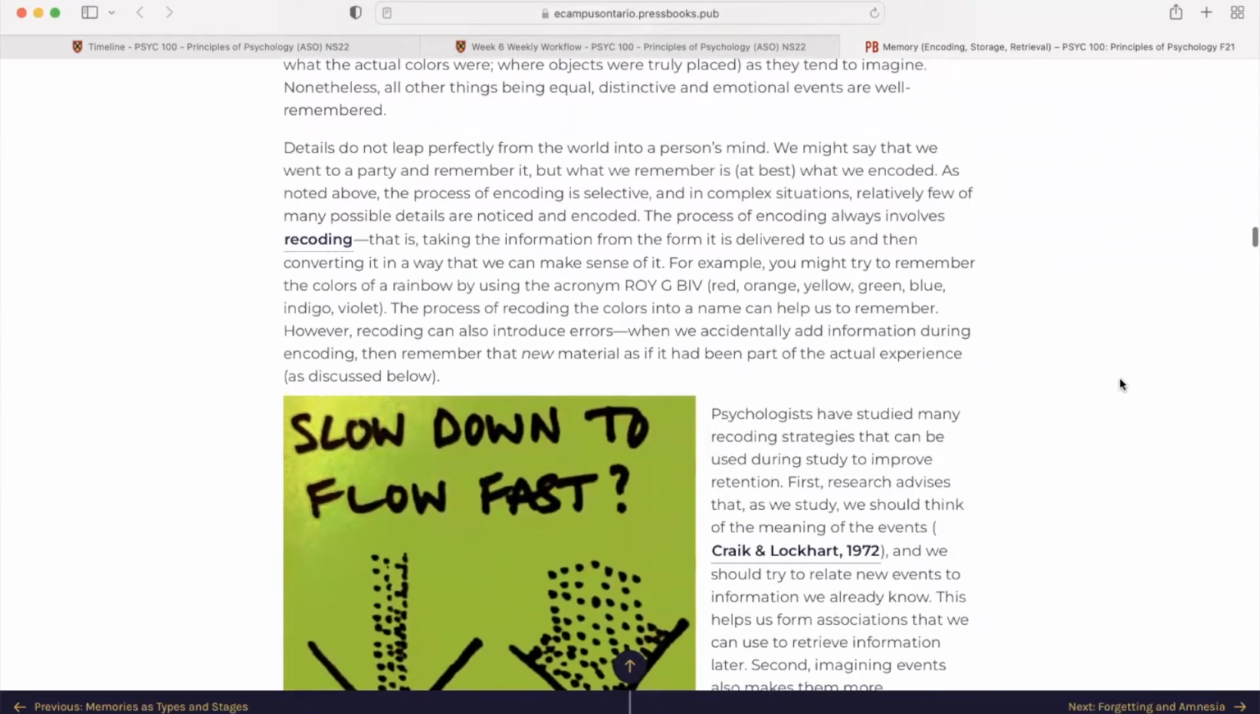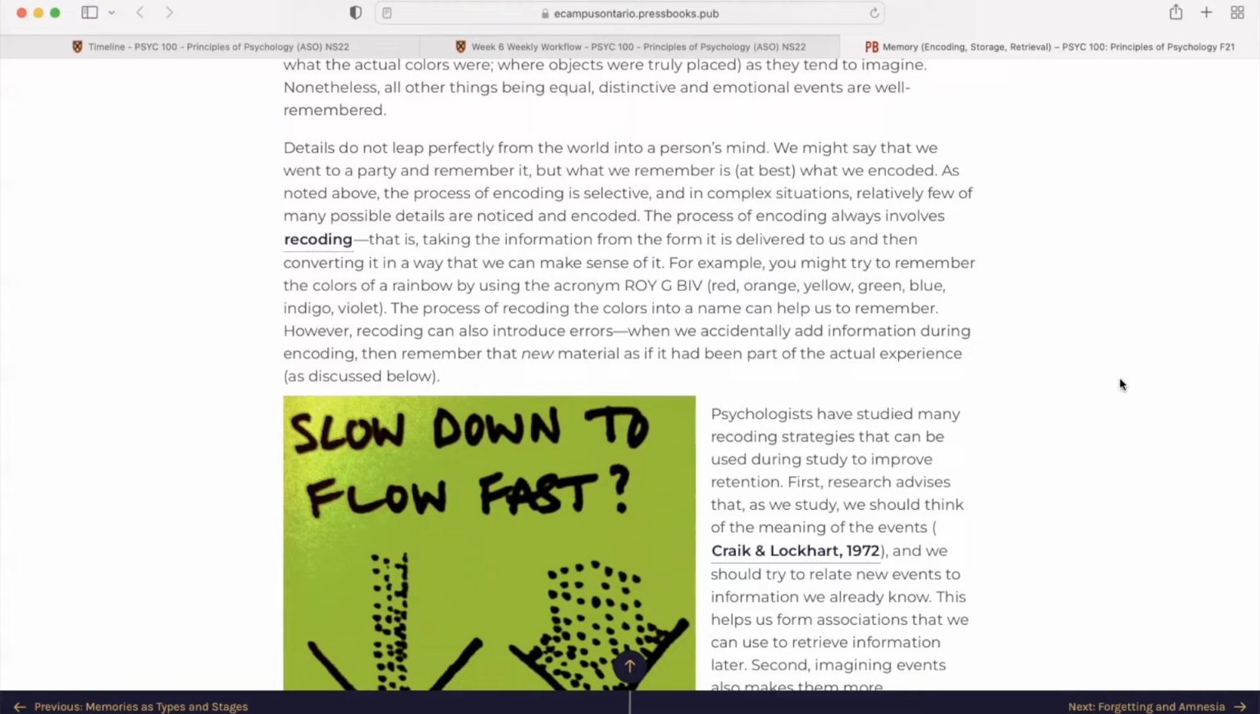Details do not leap perfectly from the world into a person's mind. We might say that we went to a party and remembered it, but what we remembered is, at best, what we encoded. As noted above, the process of encoding is selective, and in complex situations, relatively few of many possible details are noticed and encoded. The process of encoding always involves recoding, that is, taking the information from the form it is delivered to us and then converting it in a way that we can make sense of.